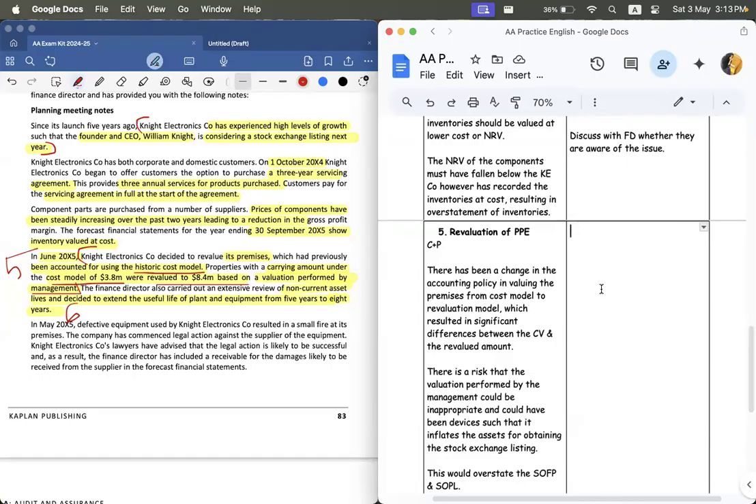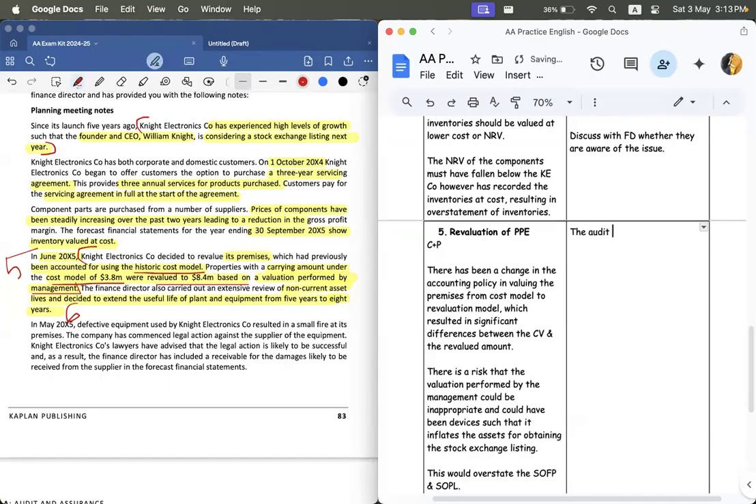So the audit team is going to discuss the same with the management. We are going to ask them on what basis they did the revaluation. And we are also going to review the methods they used and the assumptions made upon the revaluation. So that is the first response.